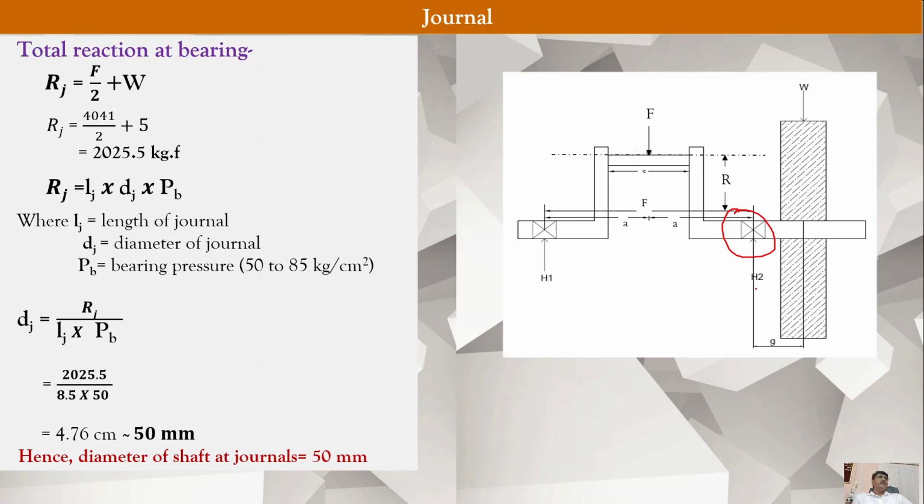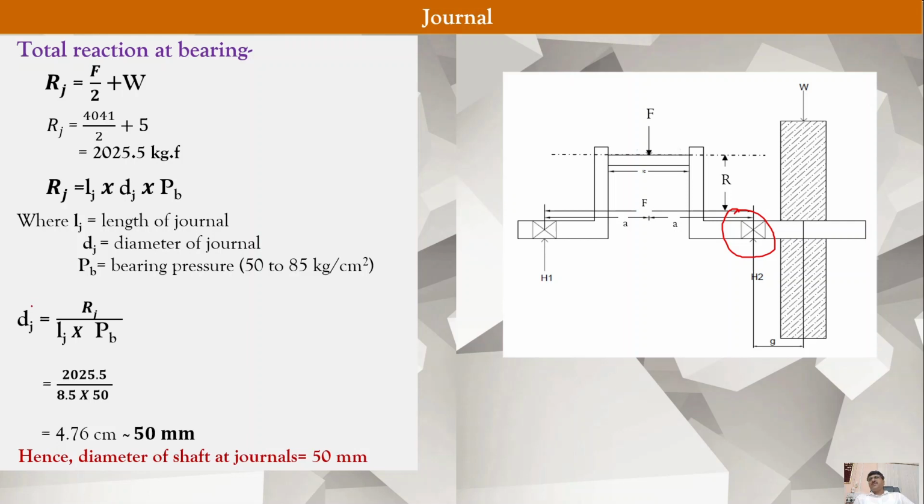So H1 equal to H2 equal to F by 2. One reaction at the journal due to weight of flywheel will be equal to weight of flywheel itself. So total reaction at right hand journal will be equal to H2 plus W. And this journal is considered subjected to bearing loading. So the projected area will be equal to length of journal into diameter of journal. And this is the bearing pressure, that is the allowable bearing pressure.